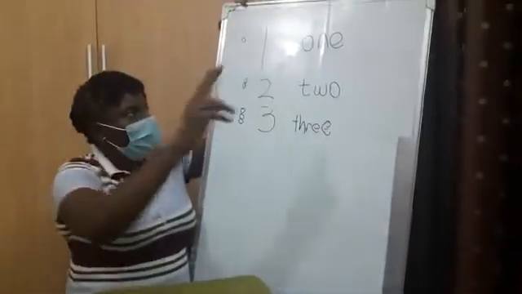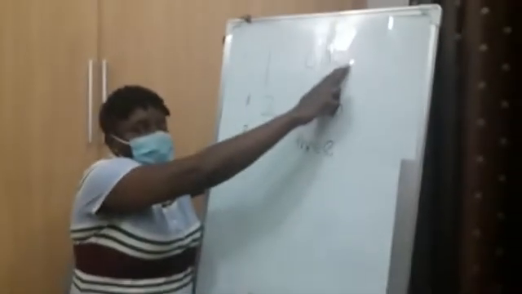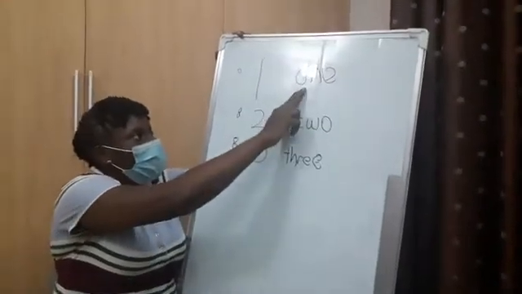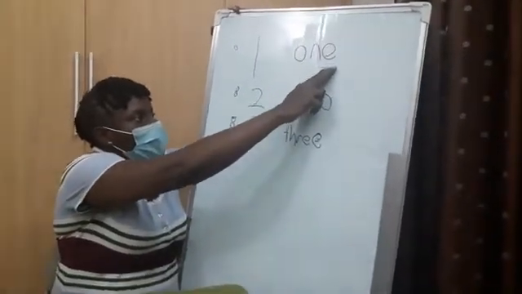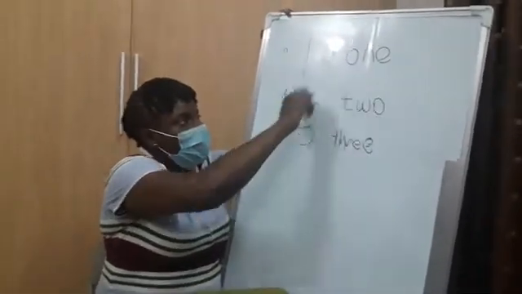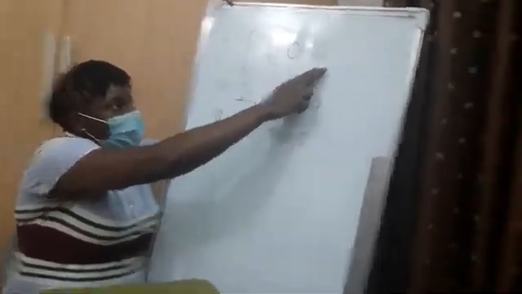Okay, so this is 1. This is 1. This is 1. Can we spell 1 together? O-N-E, 1. Again, O-N-E, 1.